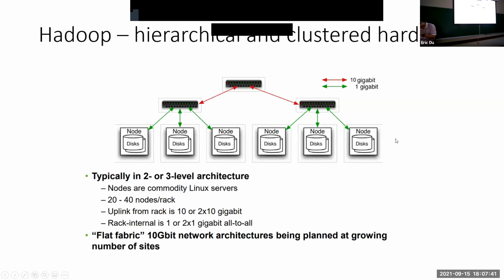And the uplink from the rack to the intermediate routers is about 10 or 20 gigabit, which means the data exchange speed here is 10 to 20 gigabit. And the rack internal, which means from this node to this node, is 1 or 2 gigabit. Okay, so they can send data between here. They can also send data there, and that's 10 to 20. And a flat fabric 10 gigabit network architecture is being planned at a growing number of sites, which means what? Which means they also want to increase the bandwidth even between the nodes, and push it to 10 gigabit. So now it's 10 everywhere. Okay.